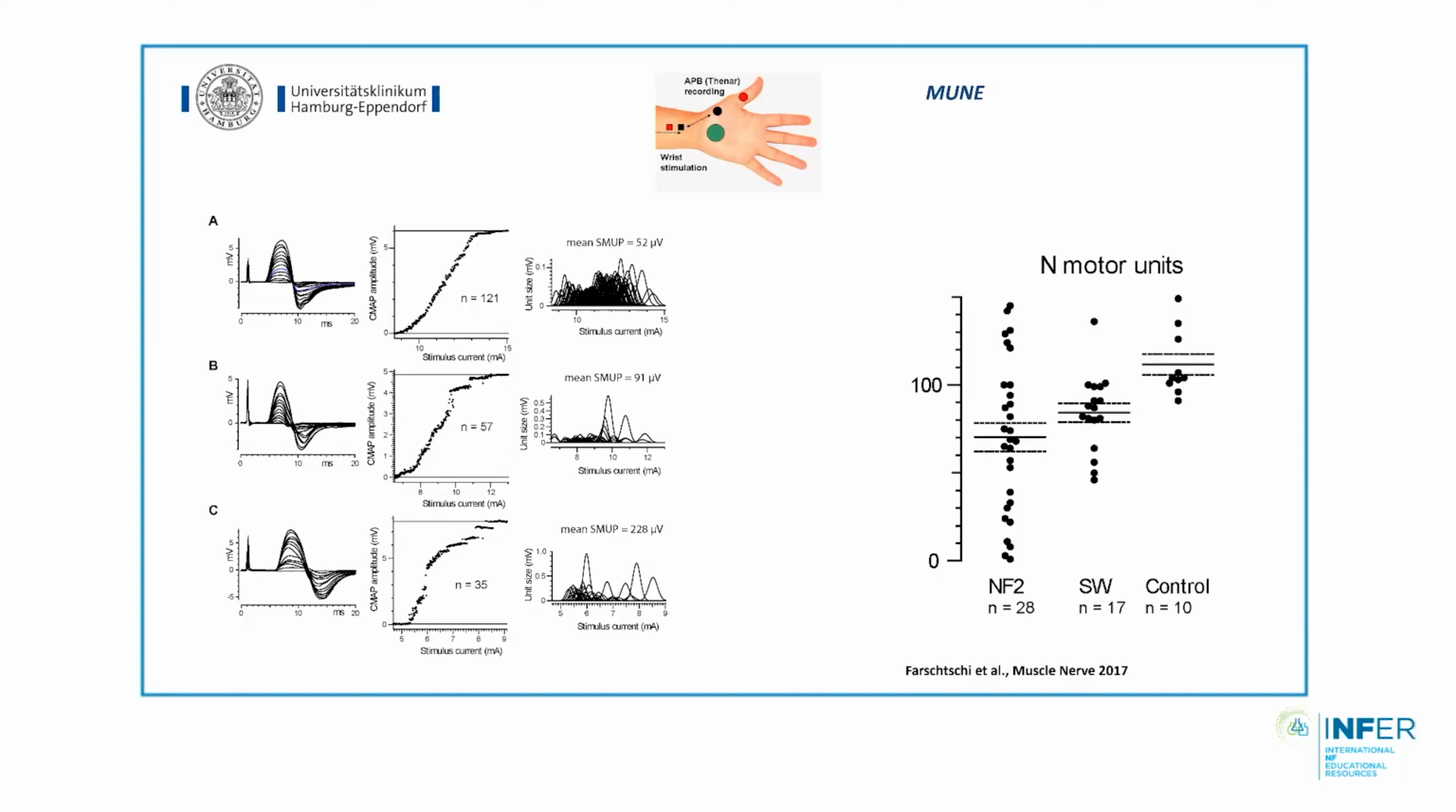Comparing NF2 and non-NF2-related schwannomatosis to normal controls, look at the picture on the right, shows a wide range for NF2 with generally distinct reductions in motor units. The schwannomatosis cohort is just in between controls and NF2. Severe reduction, however, cannot be observed.